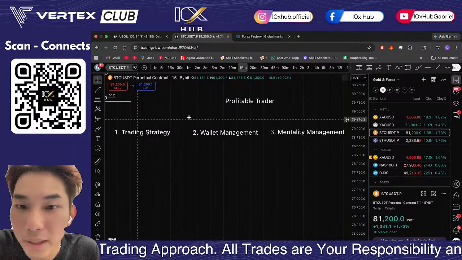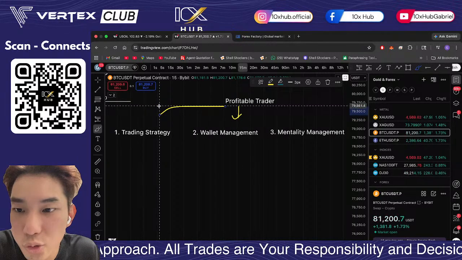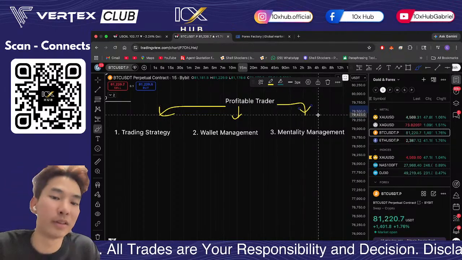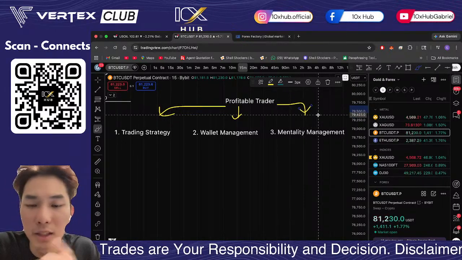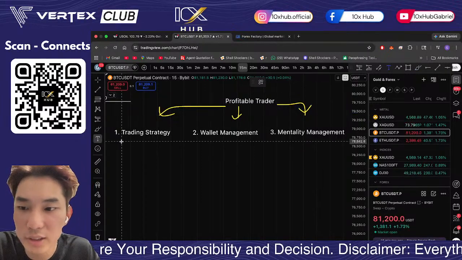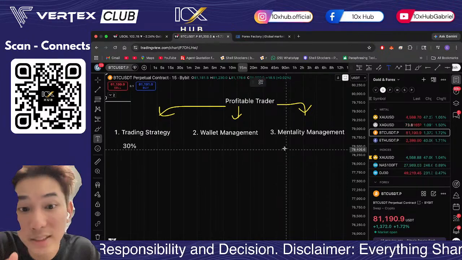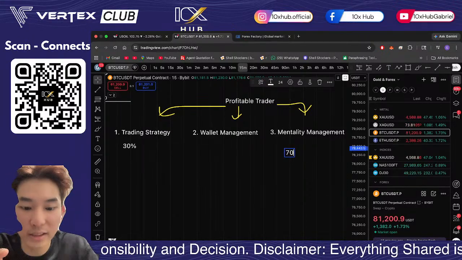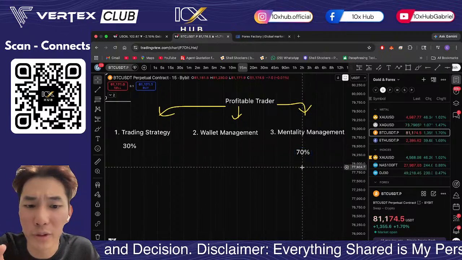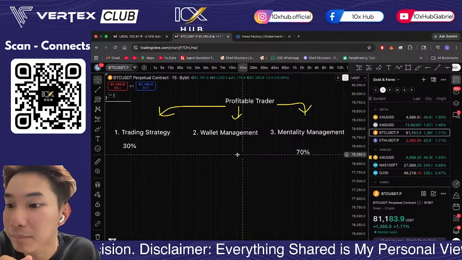So, in order to become a profitable trader, first of all, we need to master these three big pillars of trading. A lot of people say one thing: trading strategy only takes up 30%, and the remaining 70% is our emotions or our mentality. Has any one of you heard of this before? Type yes in the chat room right now.